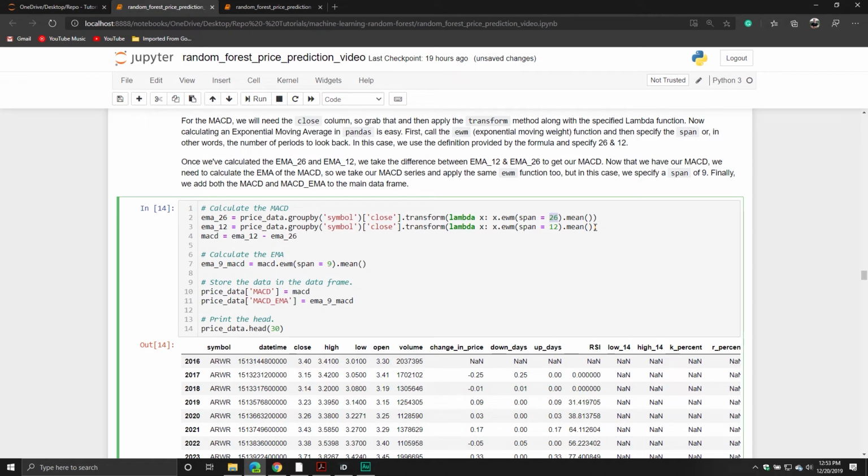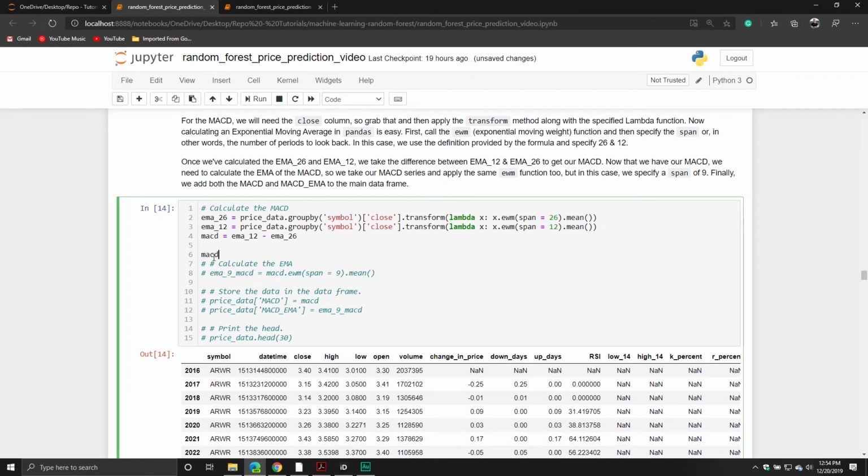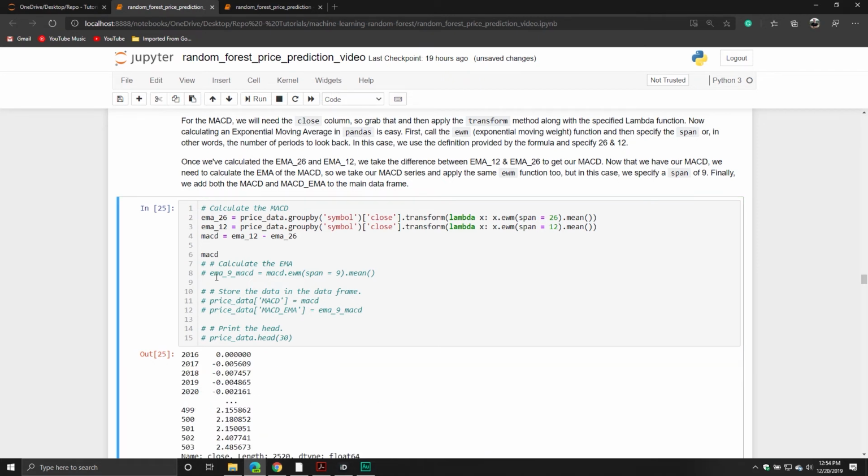And then for my EMA 12, it is now 12. And then to calculate my MACD, I take the result of the 12 and I subtract the result of the 26. So that's my MACD. So it's a new data frame. In fact, if you don't believe me, you can even look at it. You can take a look at your MACD. You'll see it's just a new value.